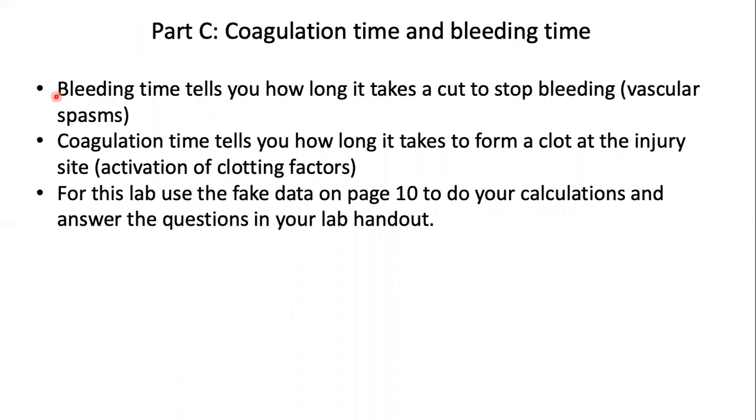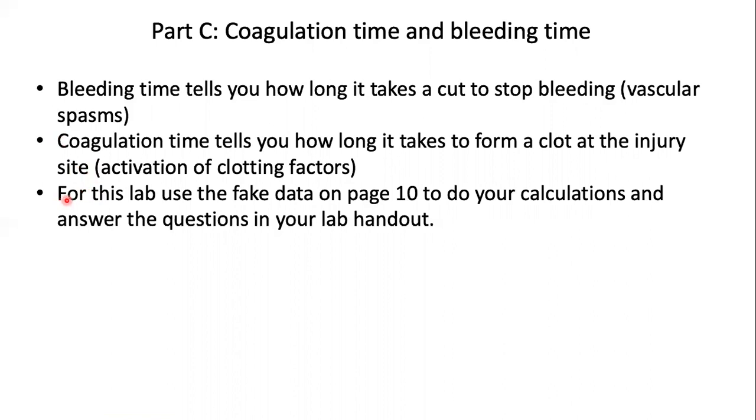So the vascular spasming, okay? Let's say you get a paper cut, right? And it stops bleeding. That would be bleeding time. Let's say you hit it again on accident, right? You hit it against something and you notice that it's still bleeding. Has coagulation occurred? Blood clotting or coagulation has not occurred. And so it takes longer for that to happen because you have to activate all those clotting factors. I talked about this in lecture, so go back and review my lecture PowerPoint.